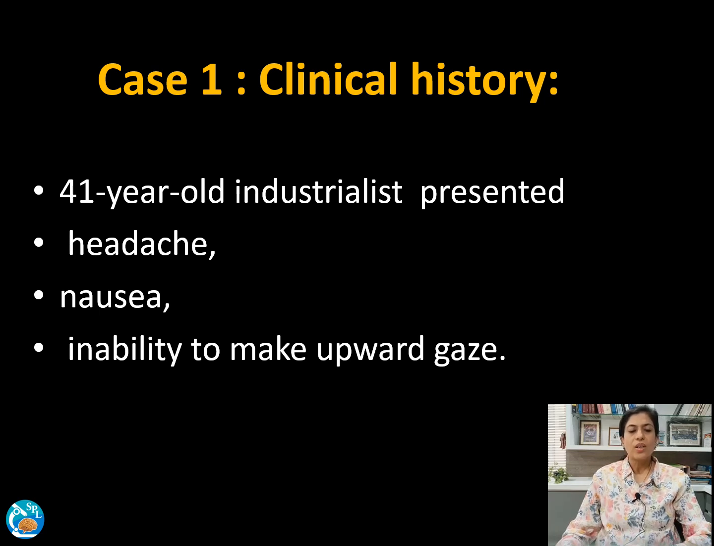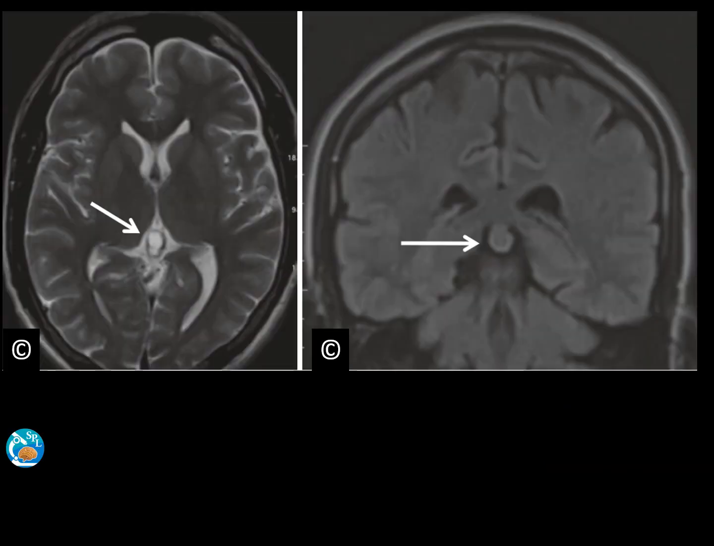So case one, this is a 41-year-old industrialist who presented with headache, nausea, and inability to make upward gaze. So this is the MRI of this 41-year-old industrialist, and this is a T2 axial and the FLAIR coronal images. And you can see a well circumscribed or well defined rounded mass in the pineal gland. And here you can see a small internal septation.